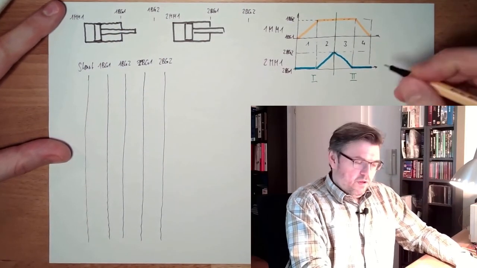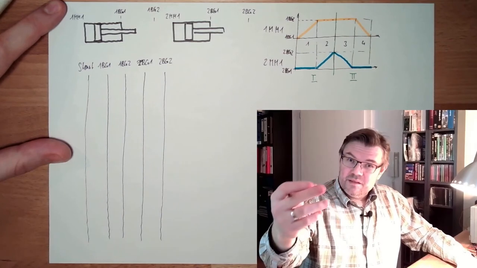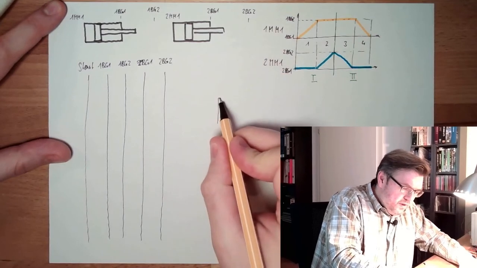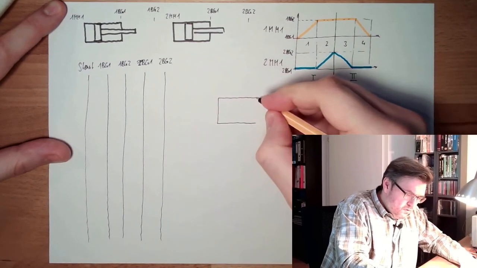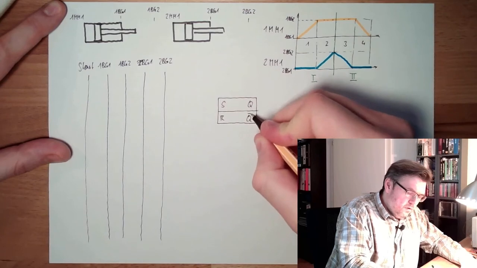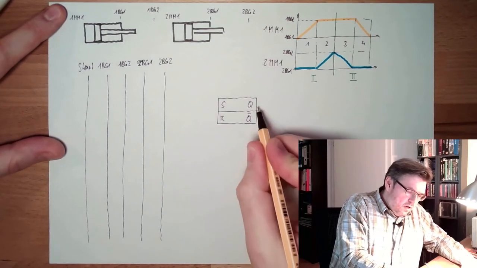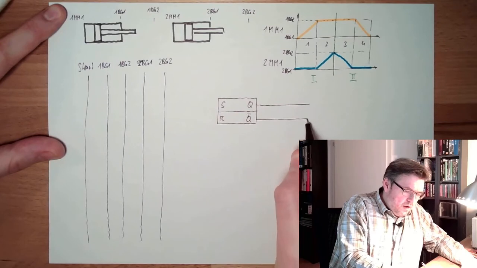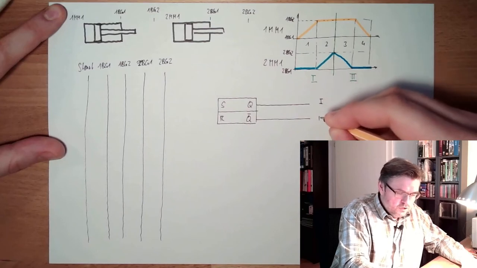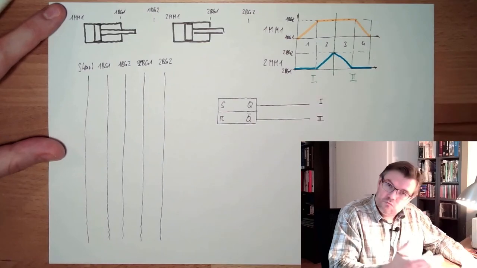I will also do this. So I need to remember if I'm in area 1 or in area 2. We talked in digital technique about memories, so I will use a memory here simply. We use an SR memory. It looks like this. SR, Q, not Q. And in my case, that's enough, because I have two different areas. This shall be area 1 and this shall be area 2. One bit memory is enough. 0, 1, 2 areas.